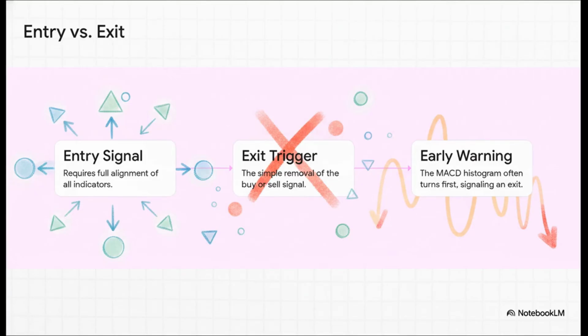And this is what makes the system so smart. It has this brilliant asymmetry built right in. You have to be patient to enter, waiting for that perfect alignment, but you have to be aggressive to exit, triggered simply by the removal of that alignment. This is so important for protecting your capital, because momentum gains can disappear in a flash.